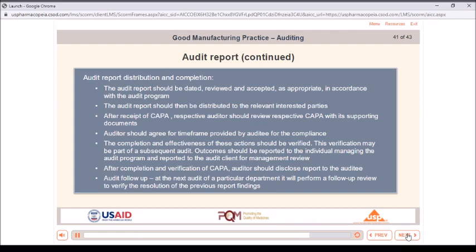Audit follow-up. At the next audit of a particular department, perform a follow-up review to verify the resolution of the previous report findings.